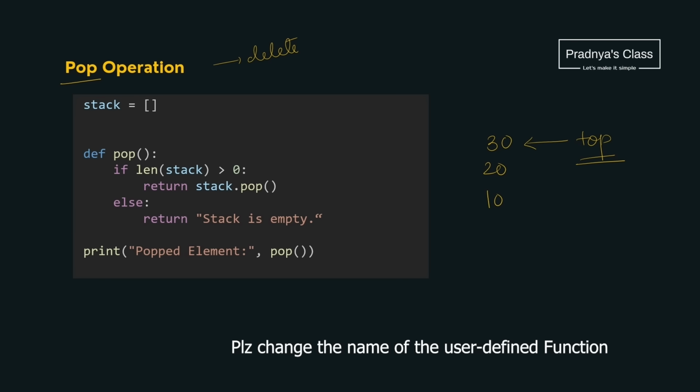Obviously, before we pop the item, first we will check there are elements or not. For that, the same condition we are gonna check: if length is greater than 0. If yes, we will use the pop method of the list. It will ultimately delete the element which is at the top position. Otherwise, we will print the message stack is empty.